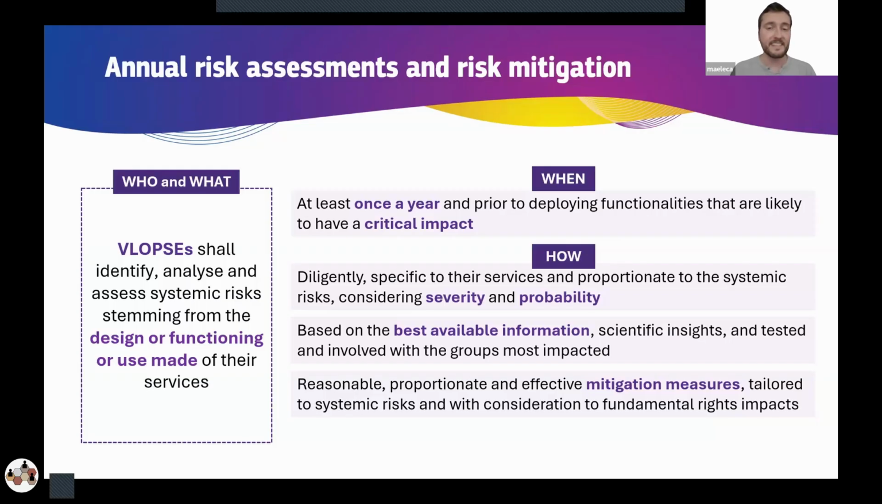Well, with diligence, they should look specifically at their service, and there should also be proportionality to the systemic risks, and they need to consider the severity and the probability that something would go wrong or that there is a risk. They need to base themselves on the best available information, on scientific insights, and they also need to involve the groups that are most impacted and also test with them.